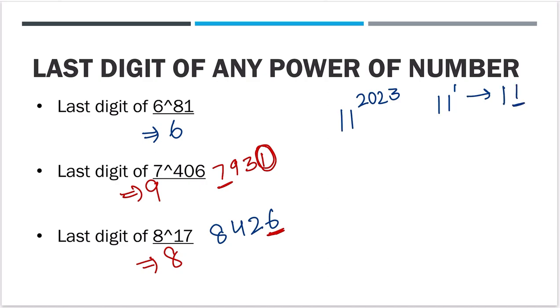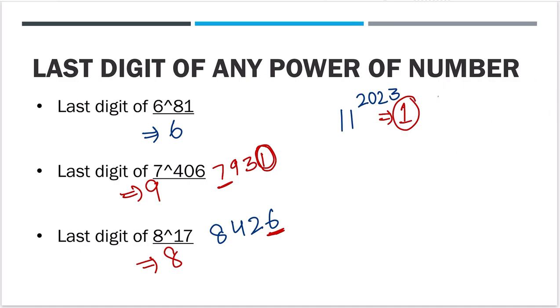So the answer we are looking for is 1. 11 square, if you want to do it here, the answer we are looking for is 1. 1 into 11 is 11, so the last digit will be 1. 11 cube, if you want to do it the other way, 11 cube is 1331, so the last digit is again 1. So any power of 11 will give you the last digit as 1 only, right?